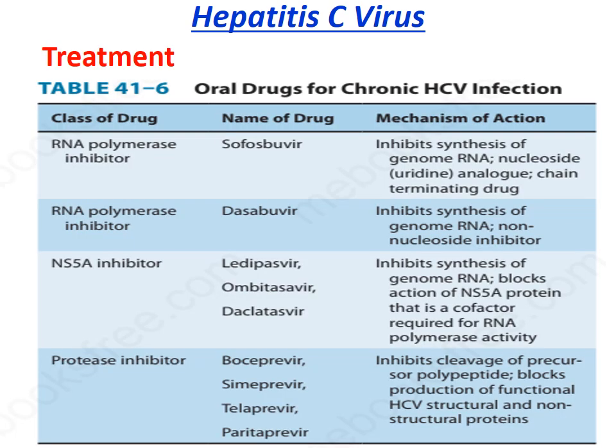And there are some new drugs which have been produced. Some are under production, some have been produced. So you can see oral drugs for the chronic HCV infection. RNA polymerase inhibitors like sofosbuvir, and desabuvir, which is also an RNA polymerase inhibitor, but the mechanism of action of both is somewhat different.